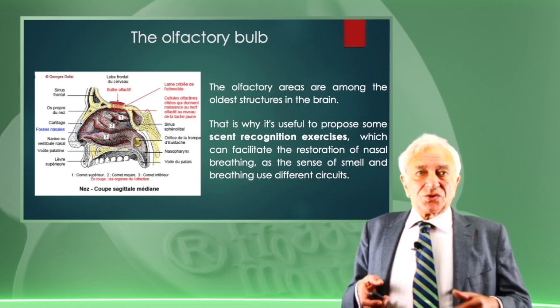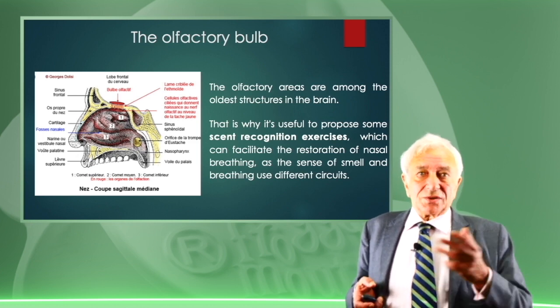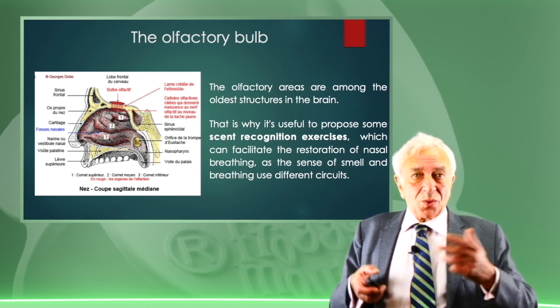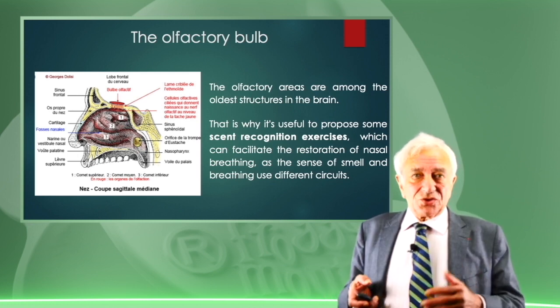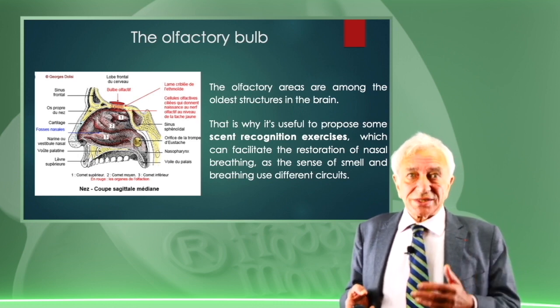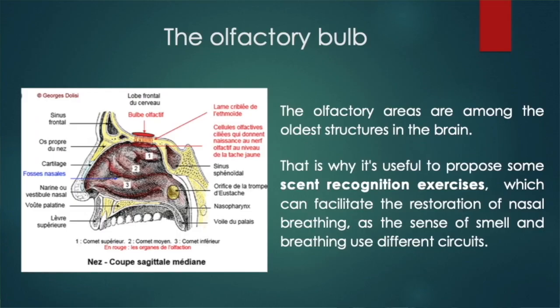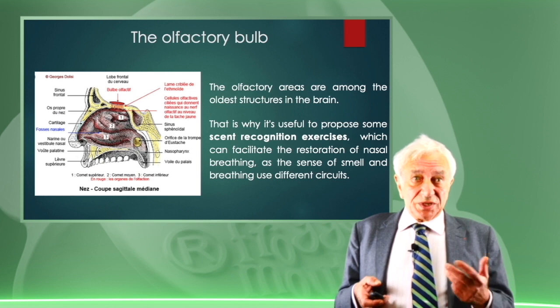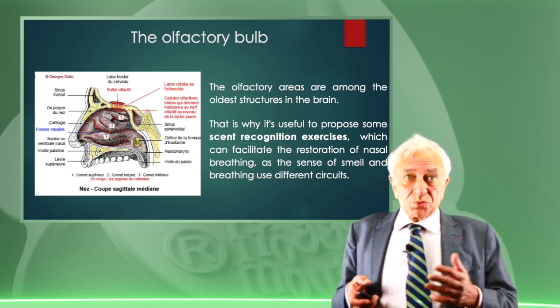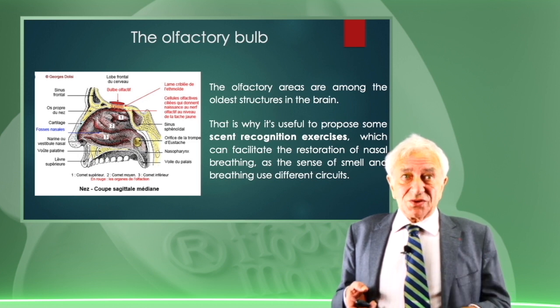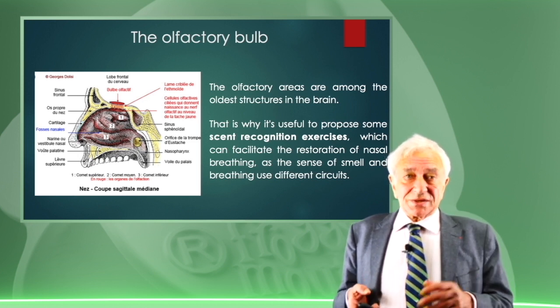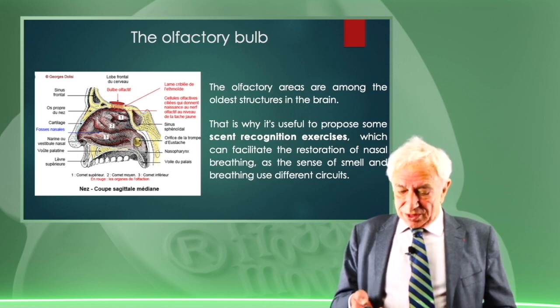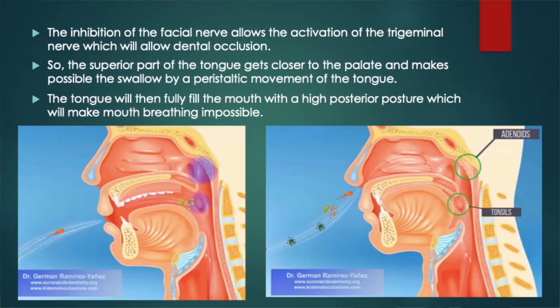And if you ask the child to smell some perfume, vinegar, wine, and after close the eyes and recognize that, this neuronal network will be much more efficient, and you know that the speed of information is much faster by the olfactive system than by the breathing system. The inhibition of the facial nerves allows this activation of the trigeminal, which allows the dental occlusion.